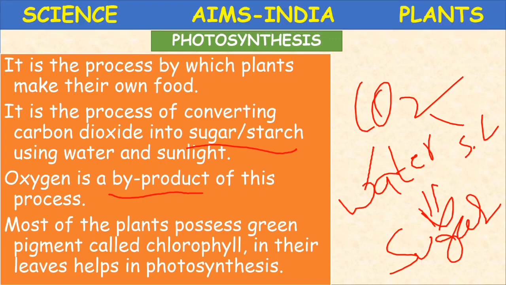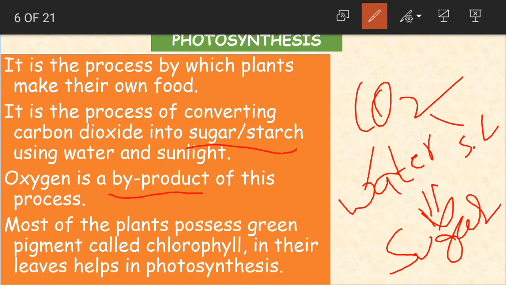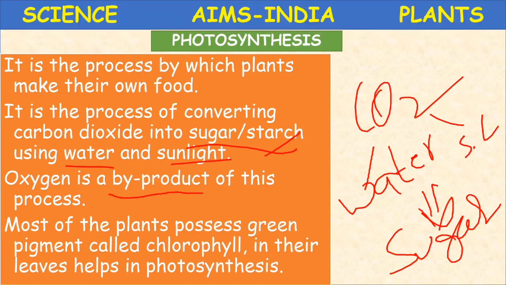So what is photosynthesis? Photosynthesis is the process by which plants make their own food. And how do they make it, children? The carbon dioxide is converted into sugar or starch using water and sunlight. And oxygen is a byproduct, an extra product of this process. And here sugar is nothing but glucose. Most of the plants have a green pigment called chlorophyll in their leaves, and this chlorophyll helps in the process of photosynthesis. Clear children? Okay.